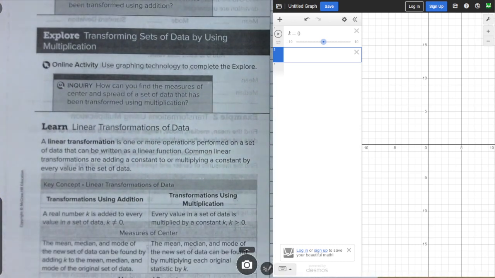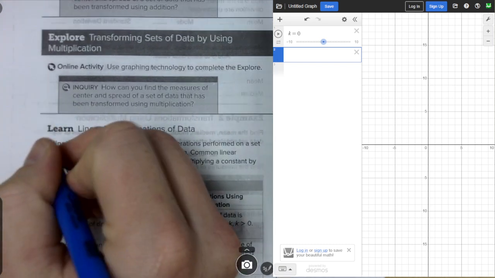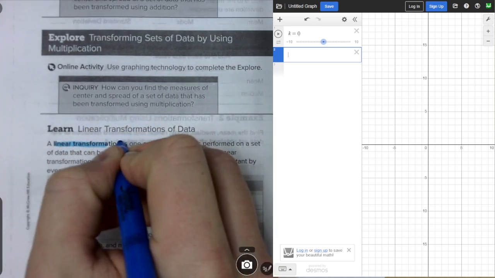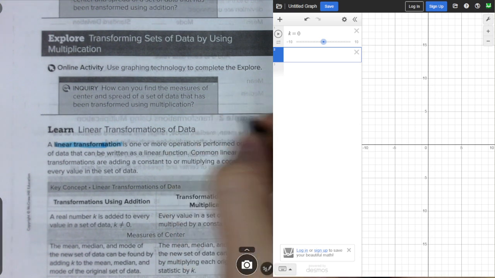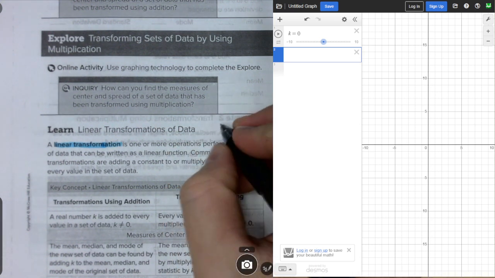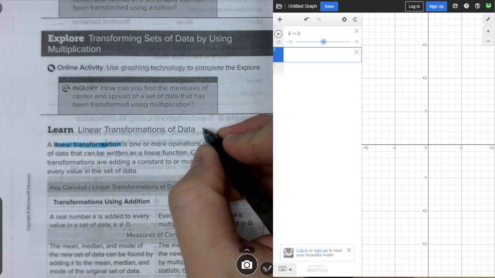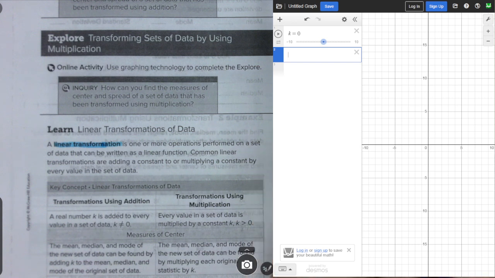All right, so first word of the day is a linear transformation. And the reason why this is going to be a linear transformation on a data set, the two things we can do are very linear. So let's say we have some data set. Things we're going to learn today is first we're going to put a multiplier in the front, or we're going to add or subtract something to the back. So there's one more operation performed on a set of data that can be written as a linear function. Common linear transformations are adding a constant or multiplying a constant by every value of the data set.